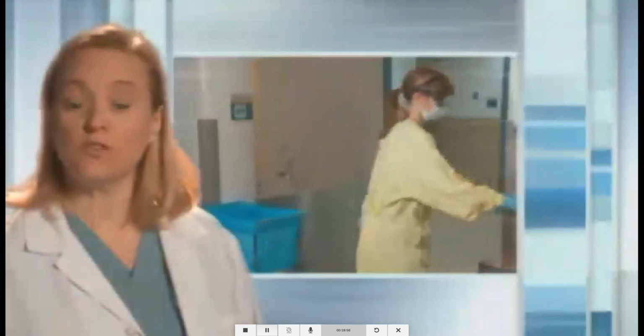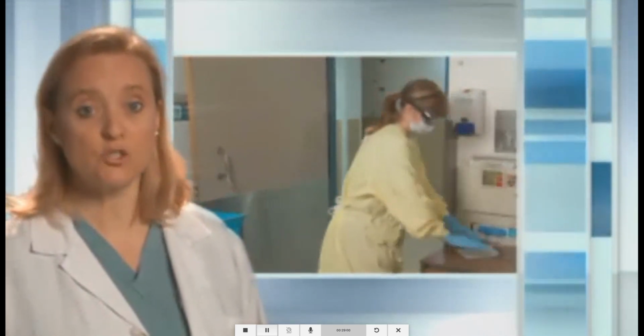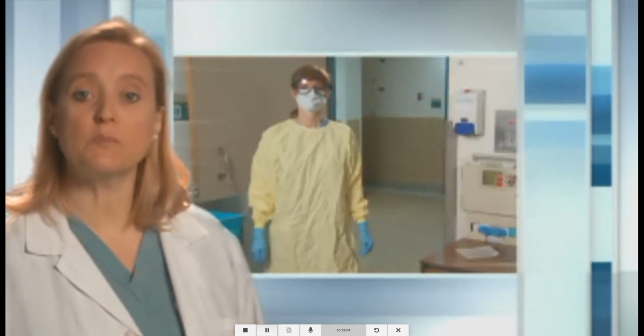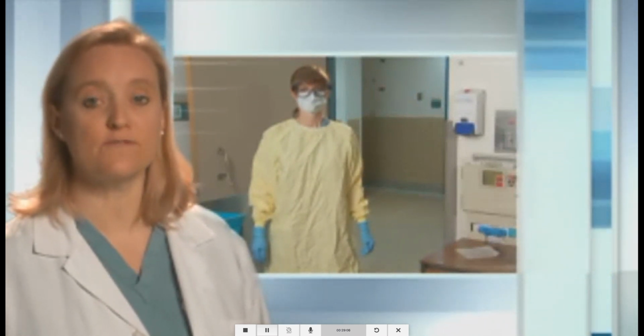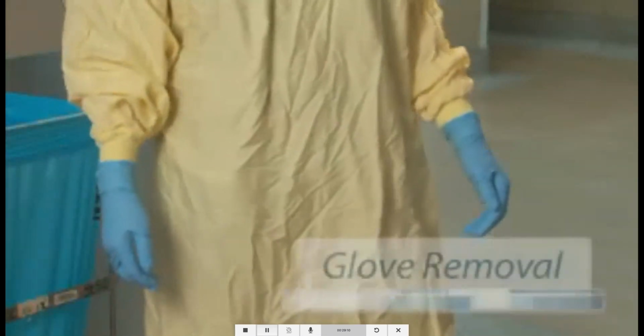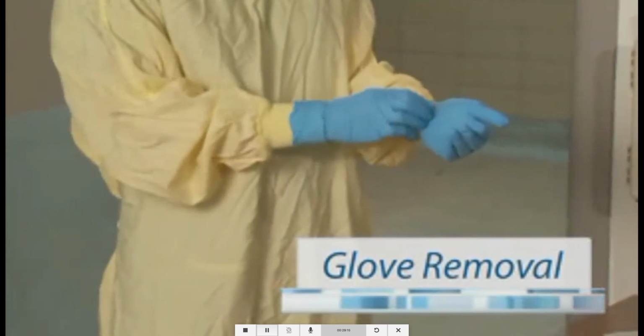Doffing, or the removal of personal protective equipment, must be performed in a method that prevents you from contaminating yourself or your environment. You must remove personal protective equipment in the following order to ensure self-protection. Glove removal is the first step in correctly removing your personal protective equipment.